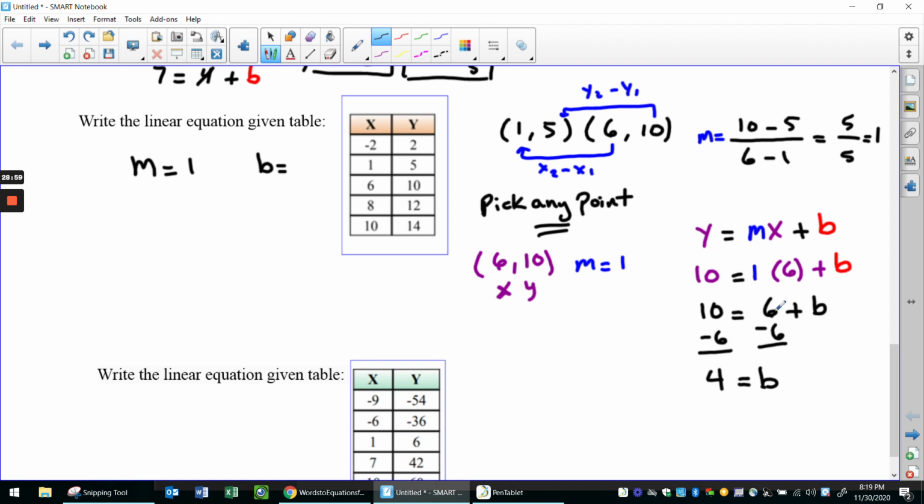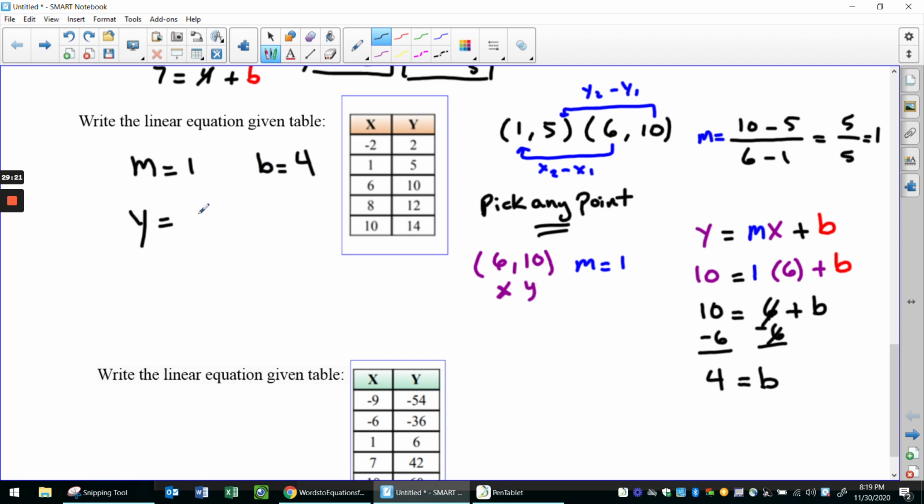1 times 6 is 6. Now subtracting 6 from both sides will balance our equation and allow us to solve for b. We're going to subtract 6 from both sides. Here we'll get 10 minus 6 is 4, and b is equal to 4, and there you have it. b is 4.